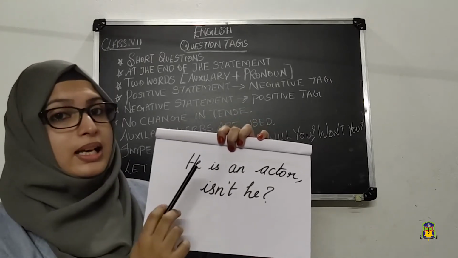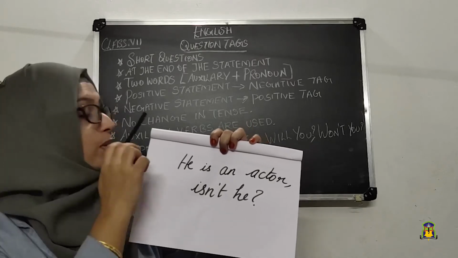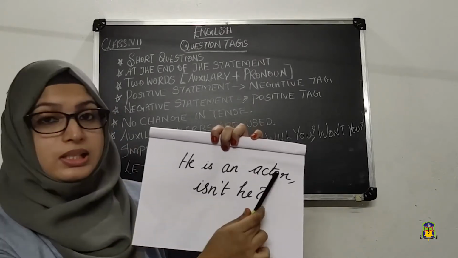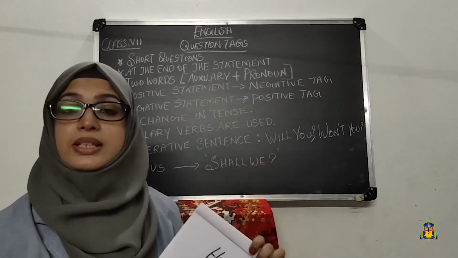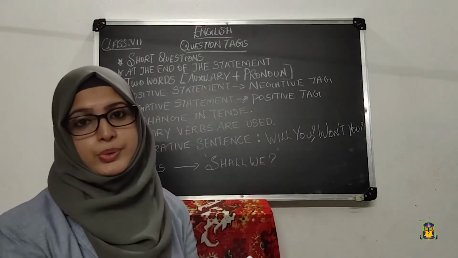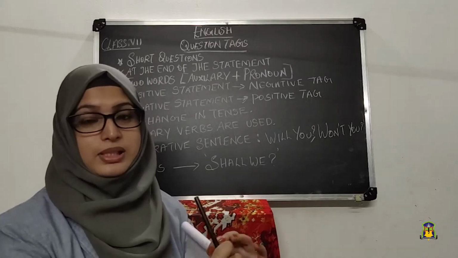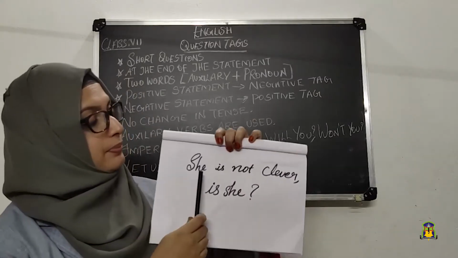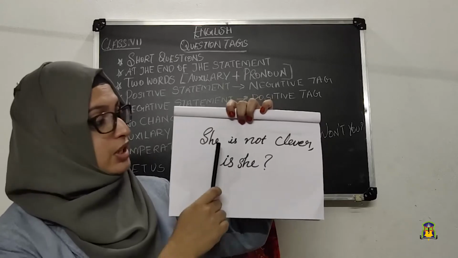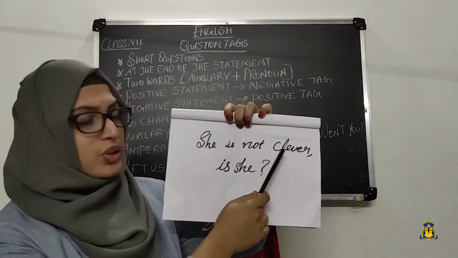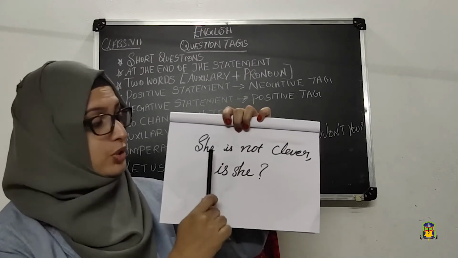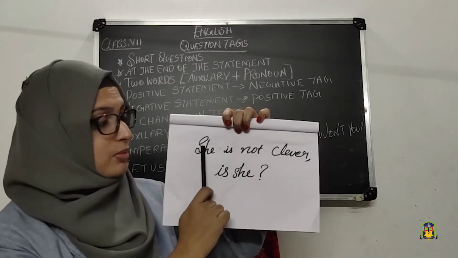So what do we have to use? Negative tag. That one point we learned there. So for a positive statement, a negative tag should come. Suppose it is a negative statement, what will we do? That also we can see with one example. Negative statement: She is not clever. She is not clever, is she? So here it is a negative statement.